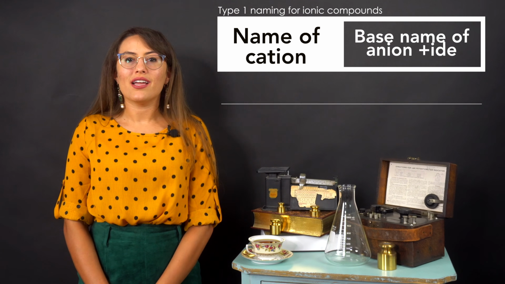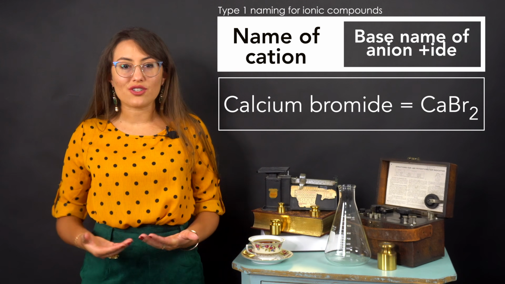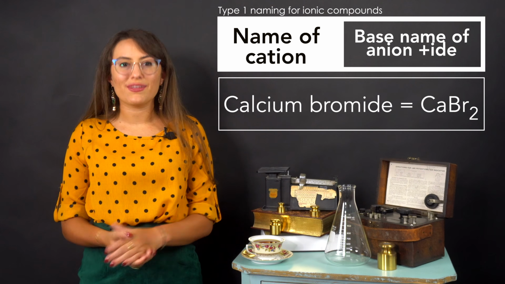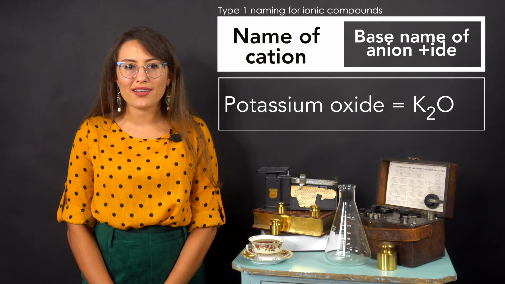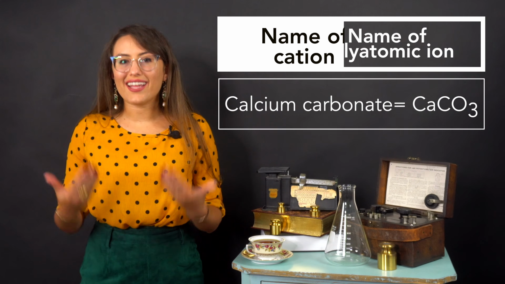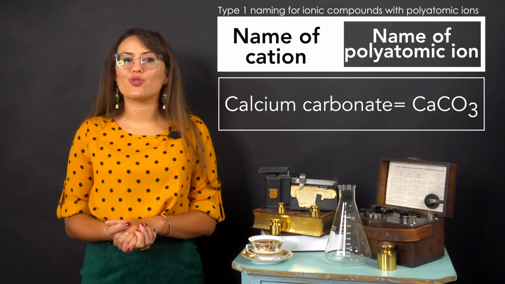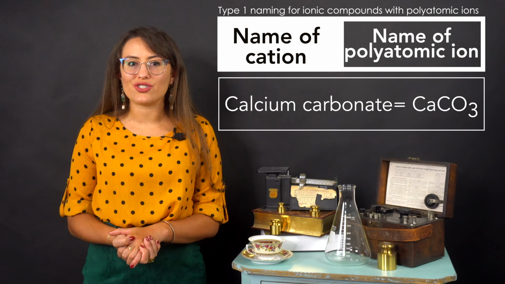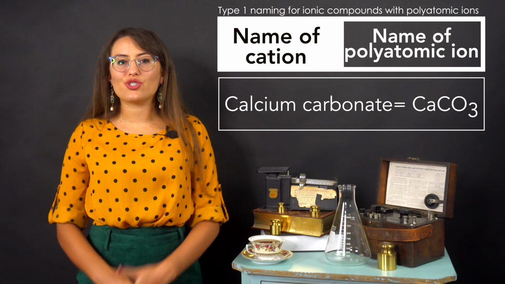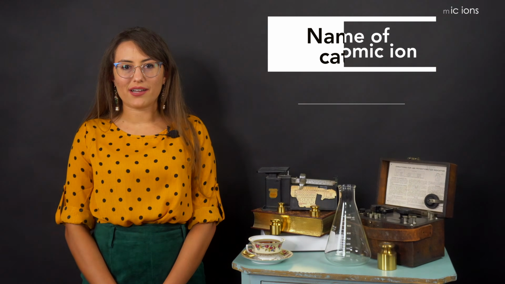So the compound CaBr2, which we discussed earlier, would be calcium bromide. In the same way, the compound K2O would be potassium oxide. For ionic compounds that contain polyatomic ions, the rules are the same, but the name of the polyatomic ion is not changed to "ide." With these rules in mind, try naming the following ionic compounds.